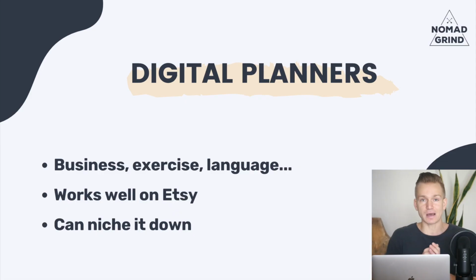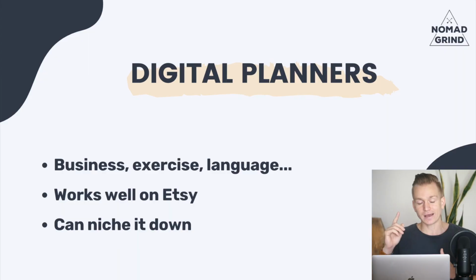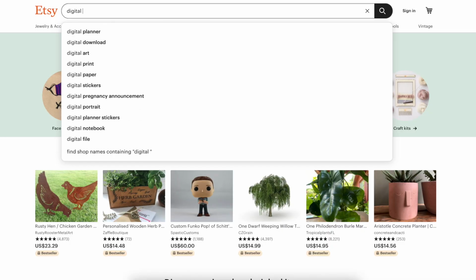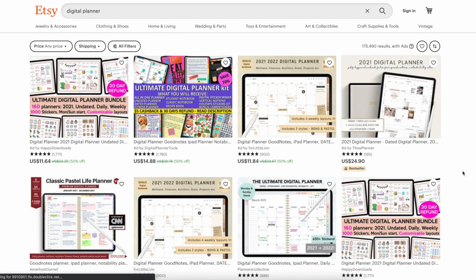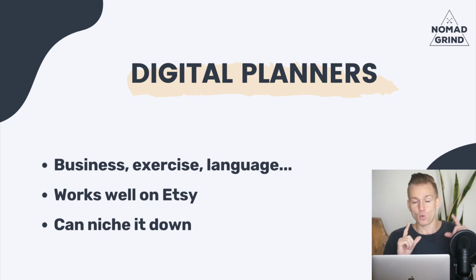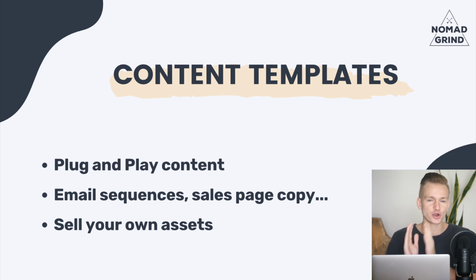Next, we have digital planners, and this is something that has been consistently popular over the years. So it really can be a planner for anything. It can be a business planner, it can be an exercise planner, perhaps if someone is learning a language, it can be a planner for language learning. So really, you can do this pretty much within any type of niche, and this also works really well on Etsy. So again, you can sell these on your own website, but you can also leverage other platforms. And the cool thing about this, I would say as well, is that you can niche it down quite a bit. So you can even create sort of one model of what your planners look like and then replicate that on different niches.